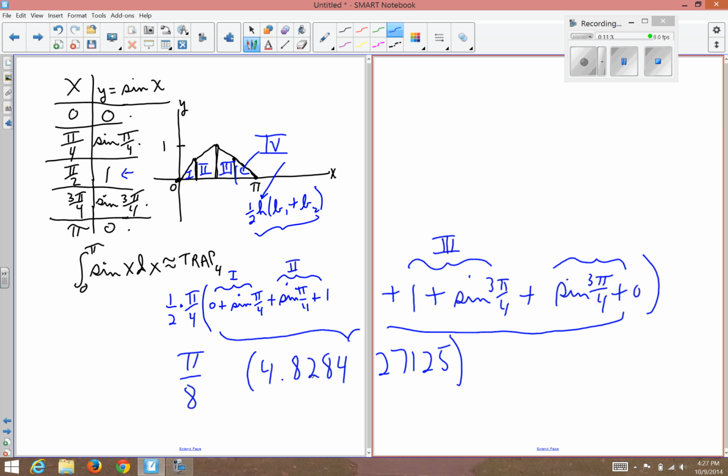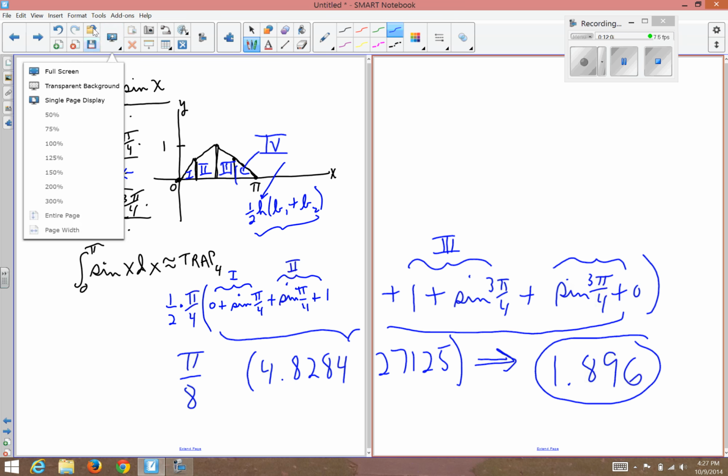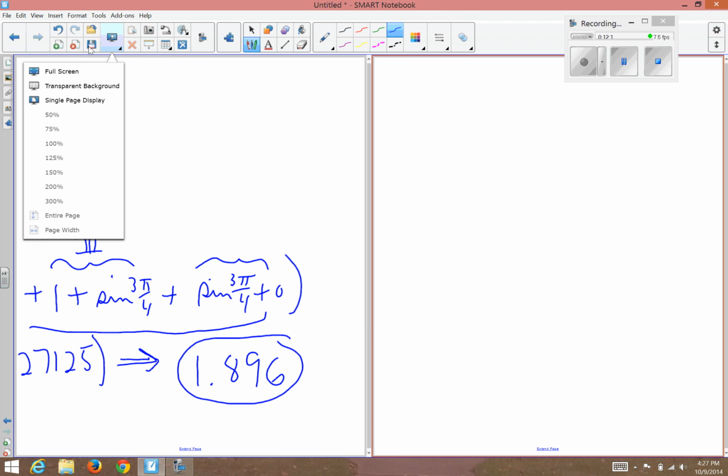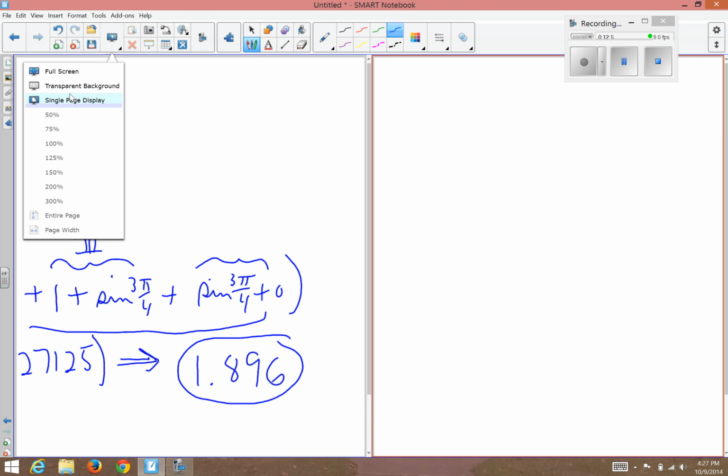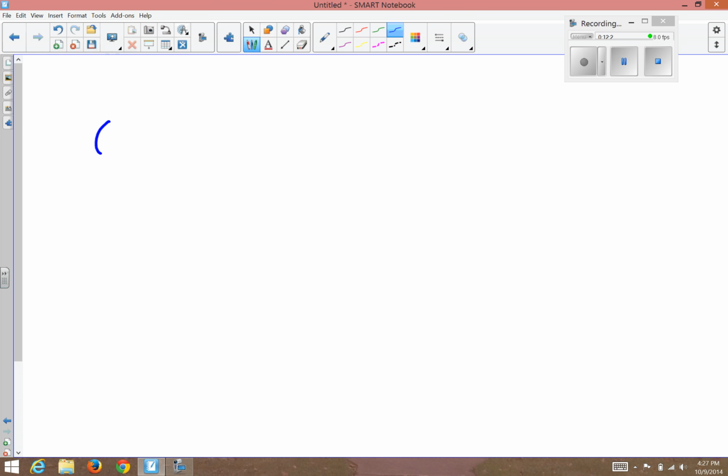And when I multiply that by pi over 8, I get the answer I would write on the AP exam if this were that, 1.896. So here's a summary of Part A. Exercise 6, Part A.